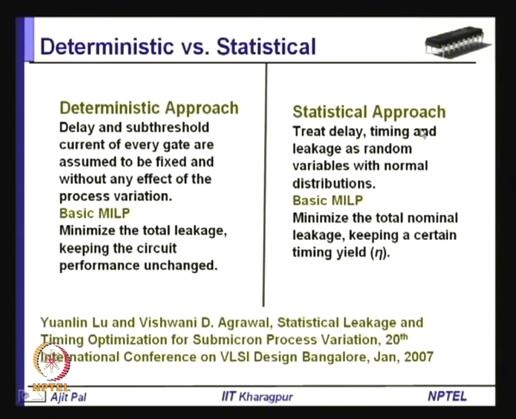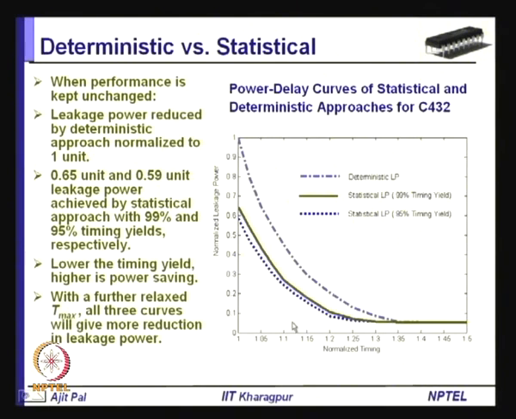On the other hand, for the statistical approach, you have to treat delay, timing and leakage as random variables with normal distributions, and the basic MILP for this particular approach is to minimize the total nominal leakage, keeping a certain timing yield. So, this will be the minimization criterion in integer linear programming: minimize the total nominal leakage, keeping a certain timing yield. Okay. So, based on this approach, in this paper they have reported some results, where you can see the impact of this statistical approach compared to the deterministic approach.